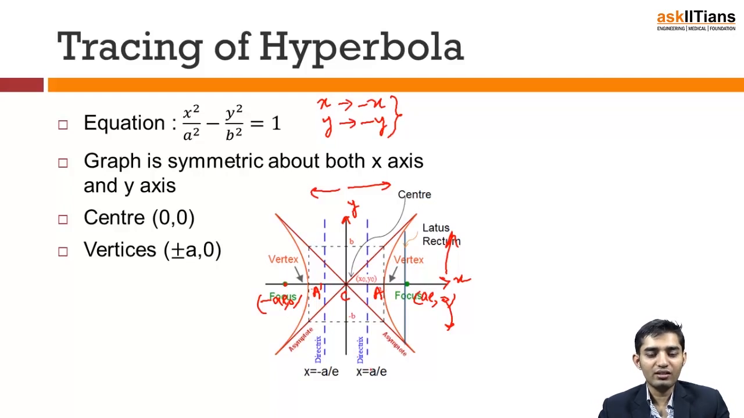And what will be the directrix? In this case there will be two directrices, because I am taking mirror images. I have one directrix on the right hand side of the y-axis, so I will get one directrix on the left also. Similarly, I get two vertices, two foci, two directrices, and everything is symmetric. The graph is totally symmetric about the x-axis and y-axis. So foci will be (plus minus AE, 0) and the directrix will be x equal to plus minus A by E.